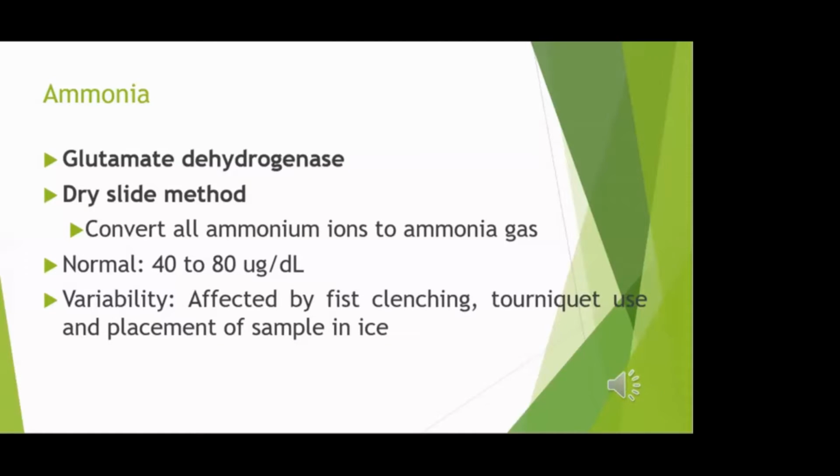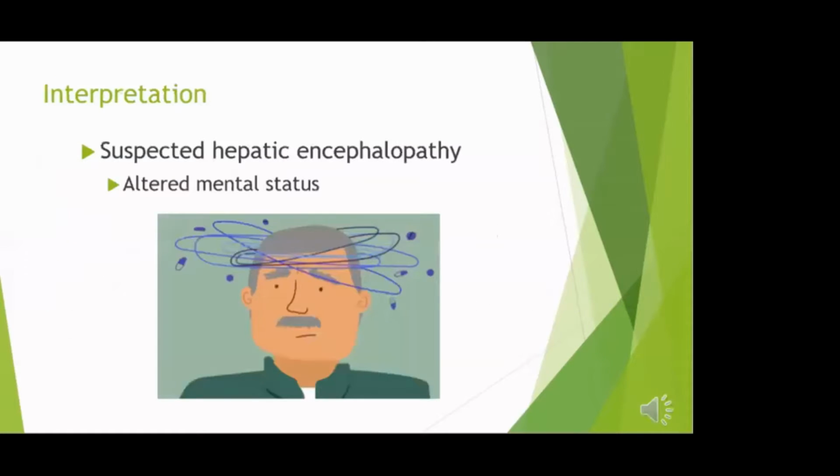Okay, so this is just the method, or what is really measured. There can be variability in the ammonia levels depending on whether the patient's fist was clenched, if a tourniquet was used and how long it was there, and if the sample was placed in ice. So the value of ammonia, again, is in monitoring the development of hepatic encephalopathy.